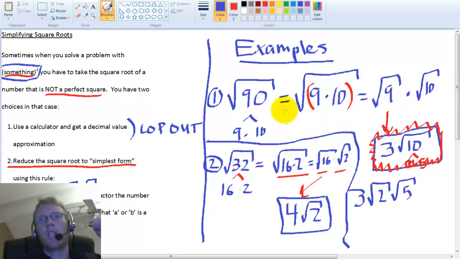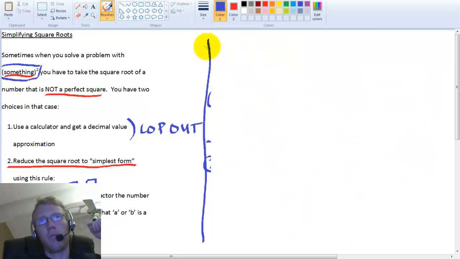So let me erase these two actually, and then I'll try to do a couple more examples. Okay, so we're back and we're going to do a couple more examples.